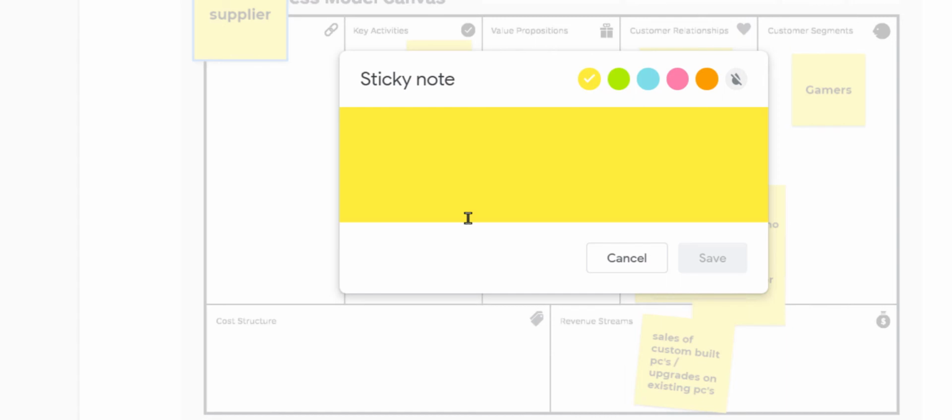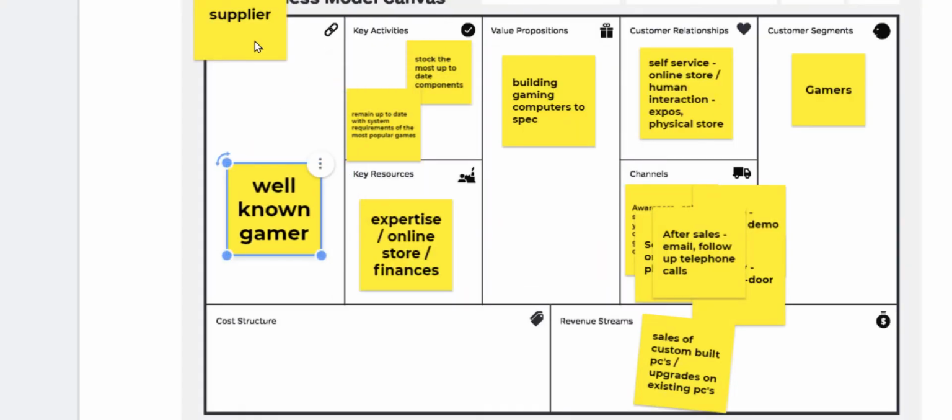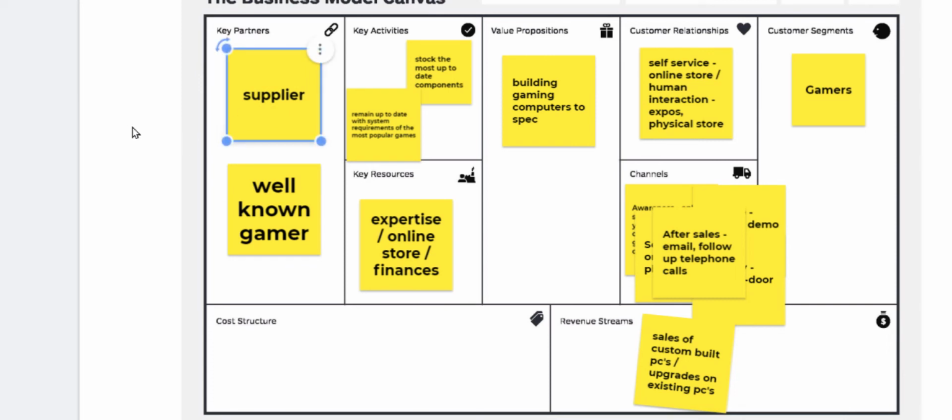Later on, you might want to partner. You could possibly partner with a well-known gamer that could provide extra exposure, etc. So those could be good key partners to have.